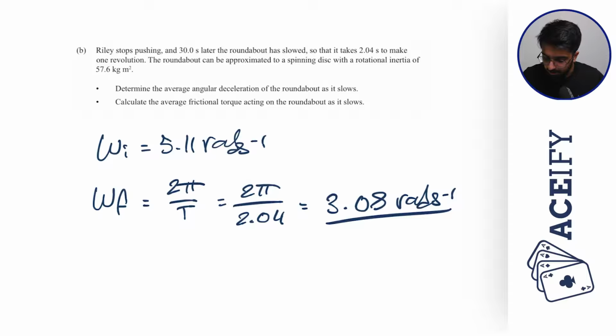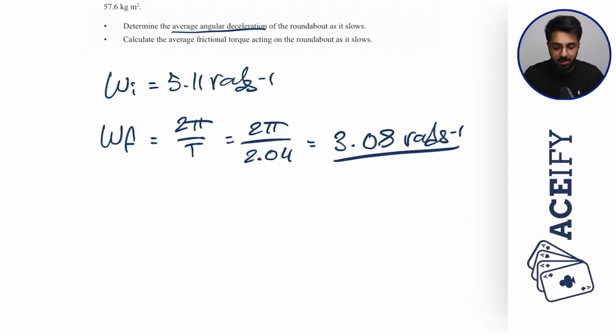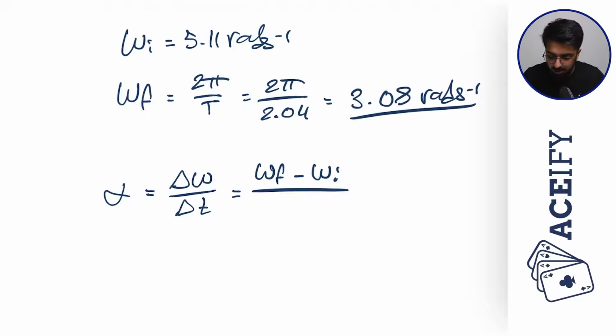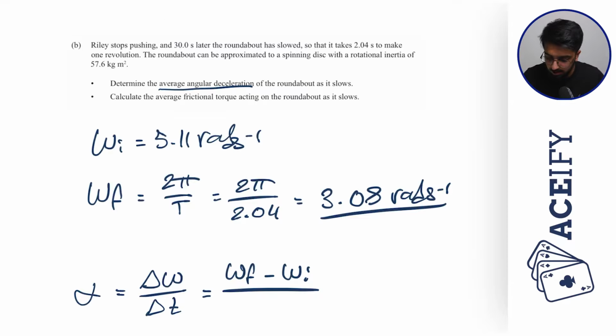Now this is a rounded version of the number, so make sure when you do your calculations you use the unrounded version. Now we want to find the average angular deceleration, and so the average angular deceleration is the change in omega all over the change in time. So the change in angular velocity over the change in time. And so change in omega is our omega finally minus our omega initially all over the change in time, which is 30 seconds in this case, right?